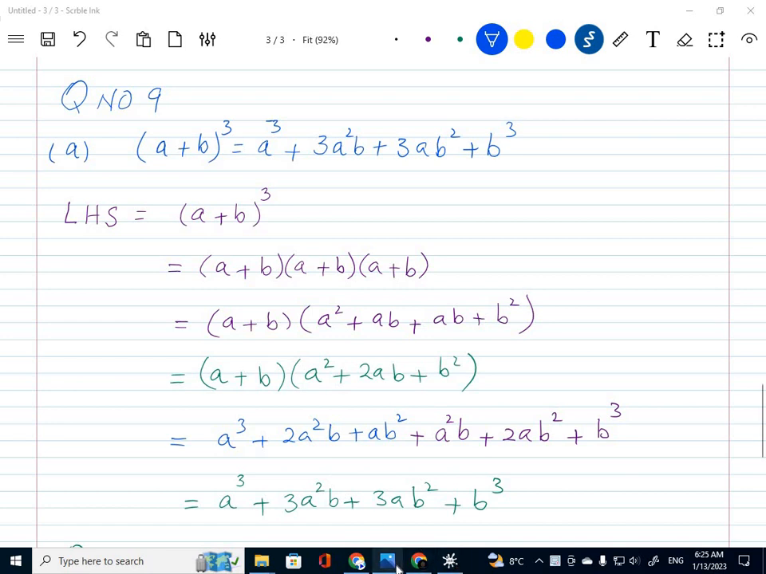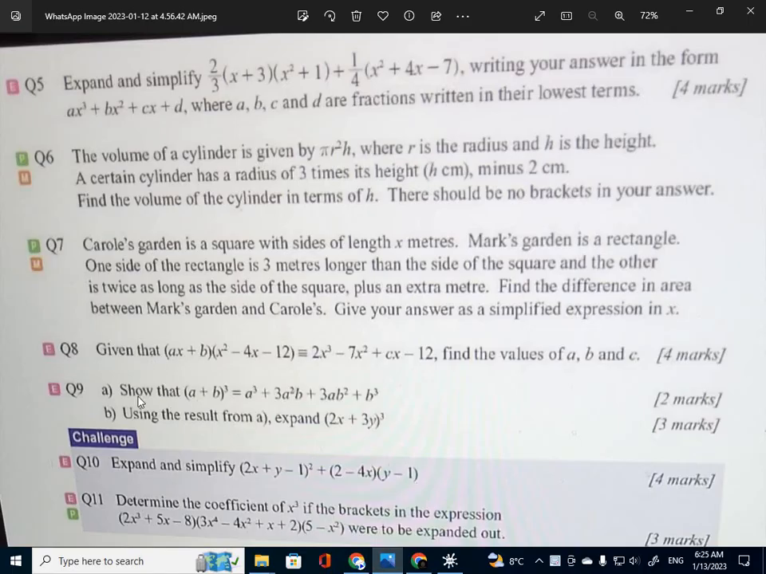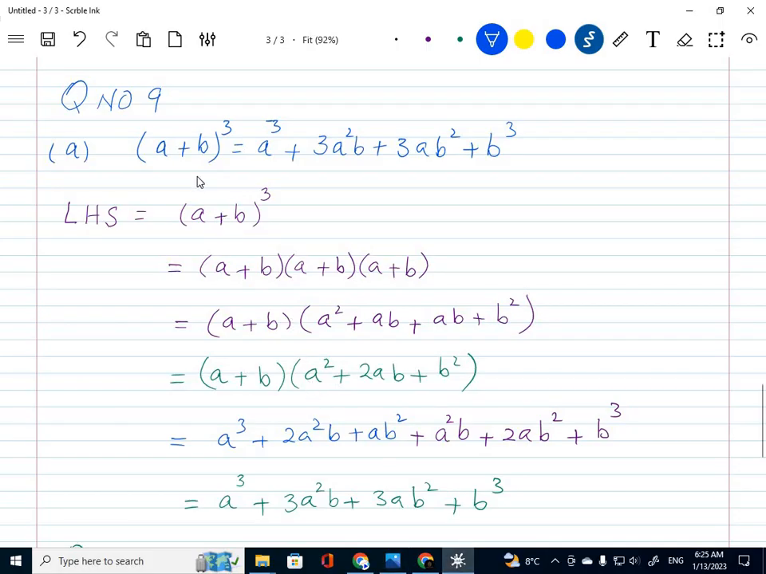Here, question number 9 says: show that (a plus b) whole cube equals a cube plus 3a square b plus 3ab square plus b cube. And using this result from part a, expand this. So these are the two parts of question number 9. So let's do it. This is the question for you.